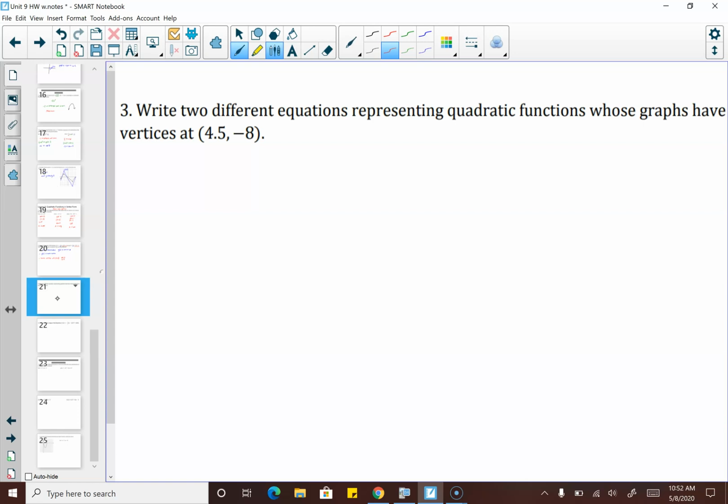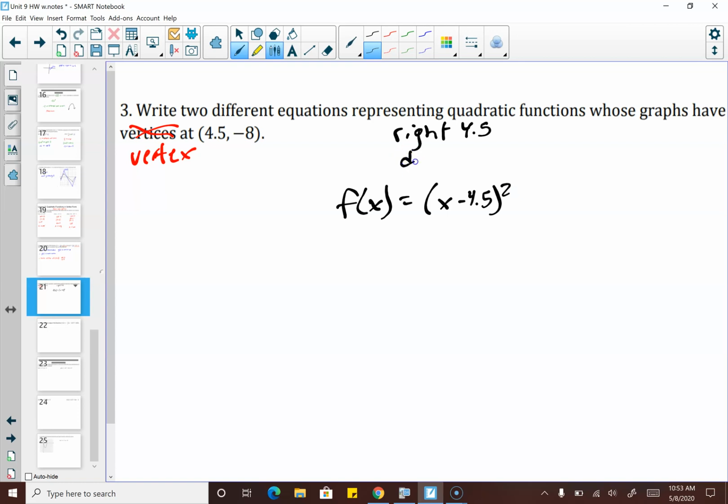Write 2 different equations representing quadratic functions whose graphs have the vertex at 4.5, -8. So if we write our most simplistic one here, f of x equals, we won't put a number out in front. If we're going positive 4.5, that means we have to go to the right. So we're going right 4.5. So that's x minus 4.5 squared. And then -8 means we're going down 8. So -8.